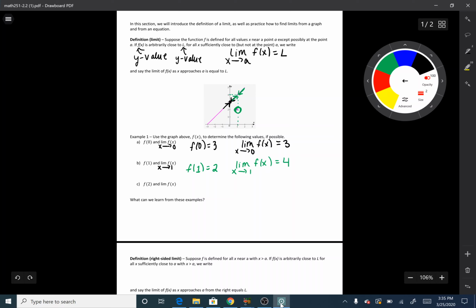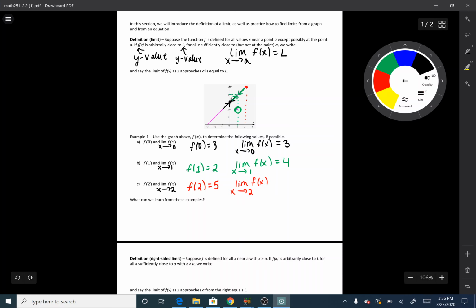And we have one last example, f of 2 and the limit as x approaches 2 of f of x. Well, we see on our function that here I have the x value 2, and it is defined to be 5 on our function. So f of 2 equals 5. Then the limit as x approaches 2 of f of x.